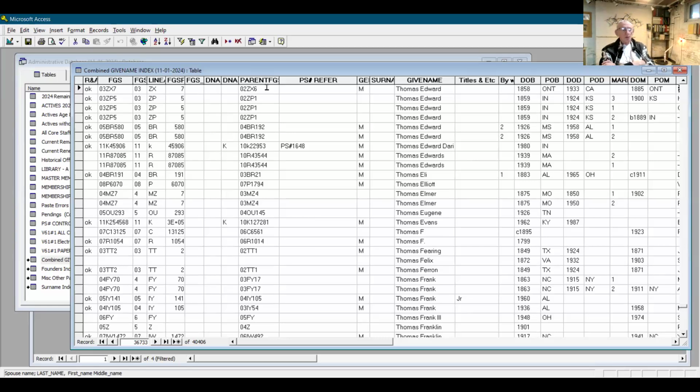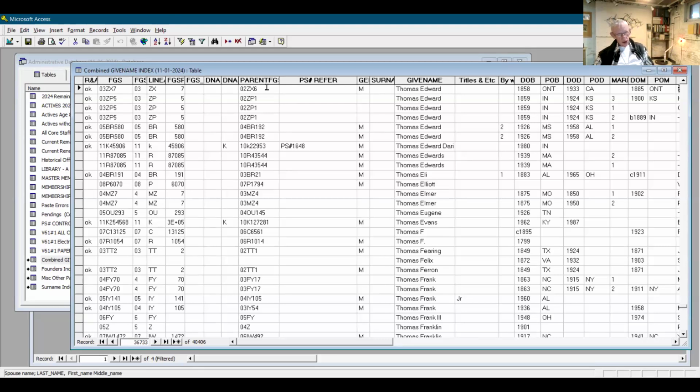One of the problems about maintenance of this GivenName index is concerning when changes are made to group sheets. For example, I am working now on the IW line because we have a person who may be a descendant of that, but we also are taking a look at some of the materials I have and seeing is there any more information out there. So once we change the group sheet, we have to go into this GivenName index and update them. Put those entries in here or correct those entries.